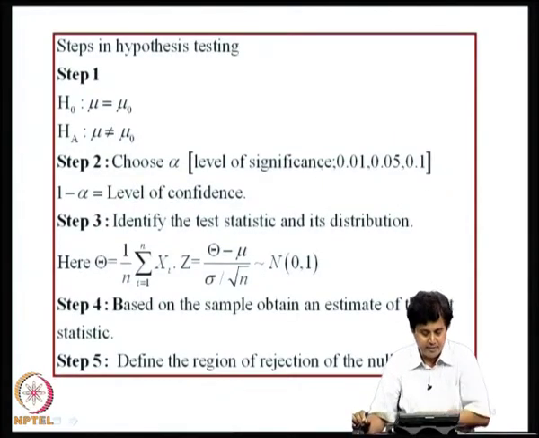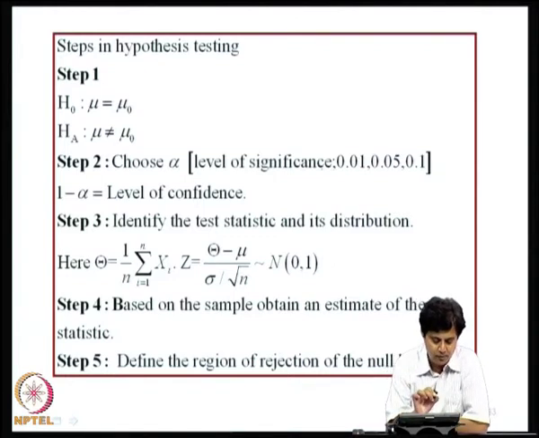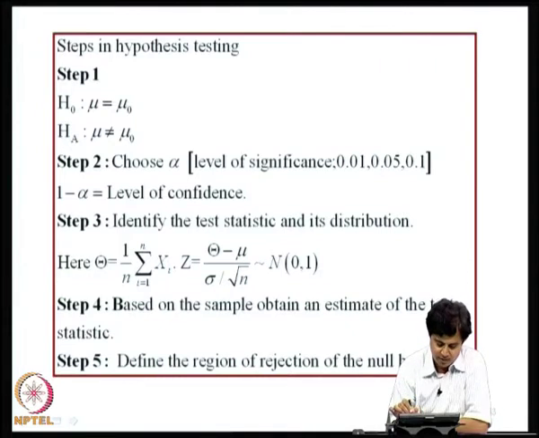So, equipped with this background, we can now go through the steps in hypothesis testing. Step 1, we formulate the null and alternative hypothesis. Here mu is equal to mu naught and mu is not equal to mu naught. We choose alpha, this is called the level of significance, 0.01, 0.05 and 0.1. It is arbitrary, actually you have to make the choice. As a convention it is taken as 0.01 or 0.05 or 0.1. This is known as significance level, and 1 minus alpha is known as confidence level. So if you select 0.05 as significance level, you have 95% confidence in what you are saying.